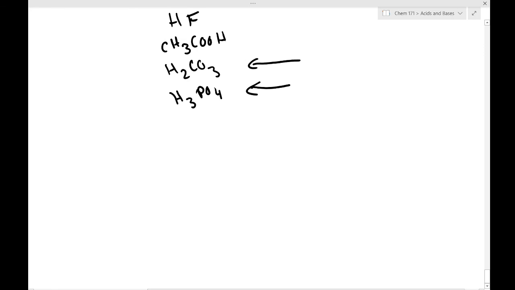Okay, let's end it there. My first part went a little long, so I want to keep this one a little bit shorter. And we will pick up next time on exactly how to quantify the acidity or basicity of a solution.